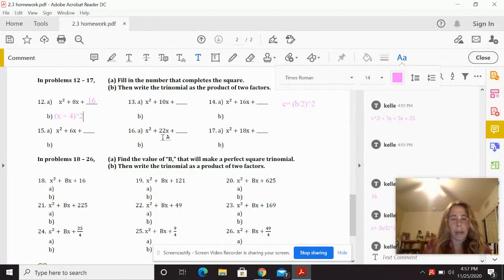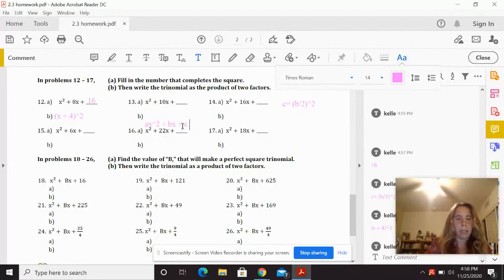Okay, so you have 22, so that's your b. Remember, this is ax squared plus bx plus c, right? That's our formula, so c is the last term. So you're going to take b and divide it by 2. So 22 divided by 2 is 11. And then you're going to square it. So 11 squared, that's just 11 times 11.